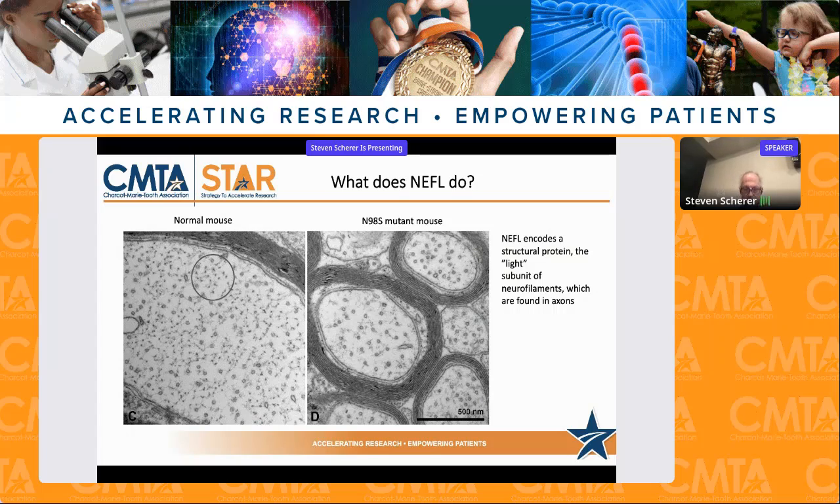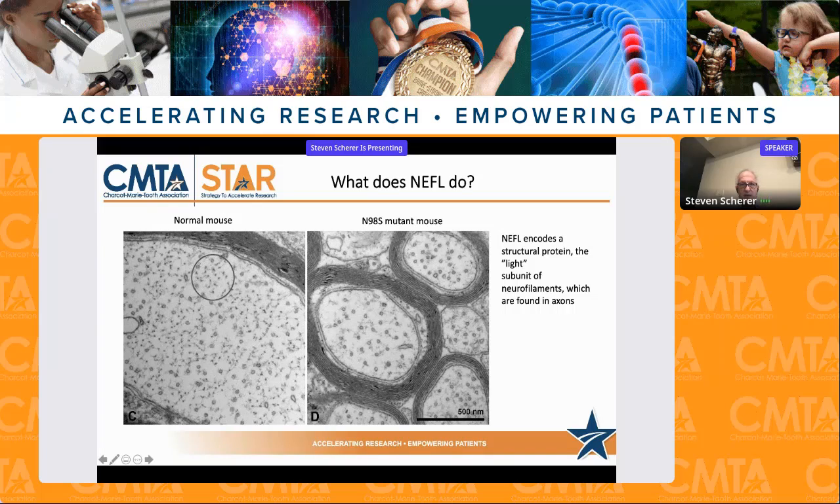So now I want to switch gears. I want to talk about CMT2E and then talk about what our strategies are for CMT2E. Well, the first thing to tell you is that dominant mutations in a gene called neurofilament light cause CMT2E. The normal function of neurofilament light is to encode a structural protein found in axons called neurofilaments. I've circled a bunch of them here in this electron micrograph. These little dots are the neurofilaments.